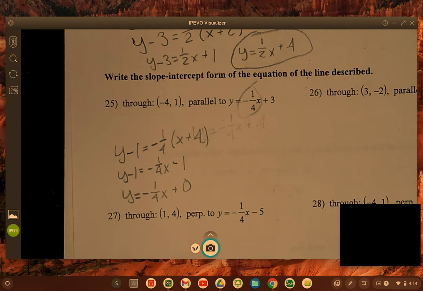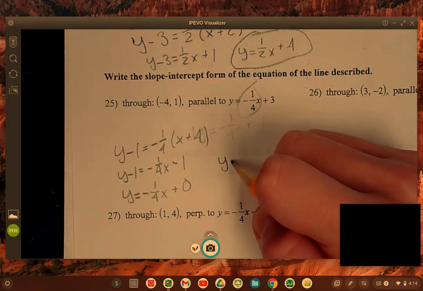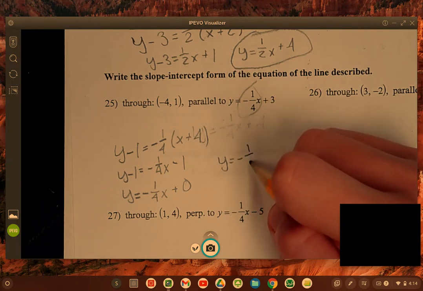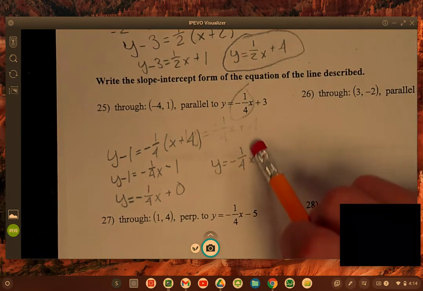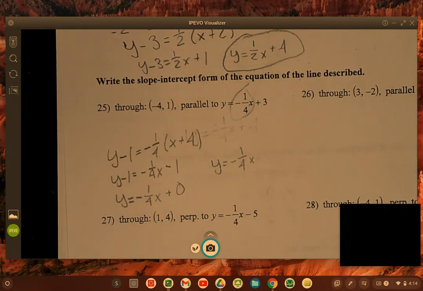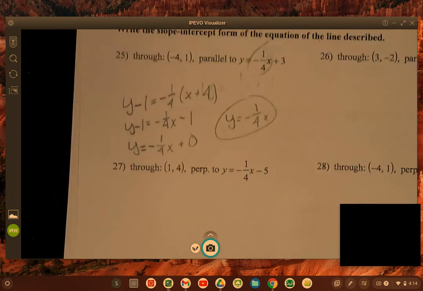That's it, because it says write the slope intercept form of the equation of the line described. So you know how you guessed up here? You made a good guess, but it was wrong. Because it said y equals negative 1/4 x. Remember you said plus 4? It would have been parallel, but it would not go through the point. Go to 27.